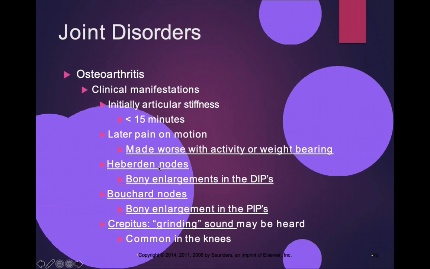And then things can develop, especially in the hands. They can get Heberden nodes or Bouchard's nodes. They're just swollen knuckles, that type of thing. It's just specific for which knuckle. So when we're looking at the distal phalange, the joint closest to the fingernail is the distal interphalangeal joint. When that becomes swollen, they call it Heberden nodes. When the other knuckle that's proximal to that gets swollen and enlarged, they're called Bouchard's nodes. That's the proximal interphalangeal joint.